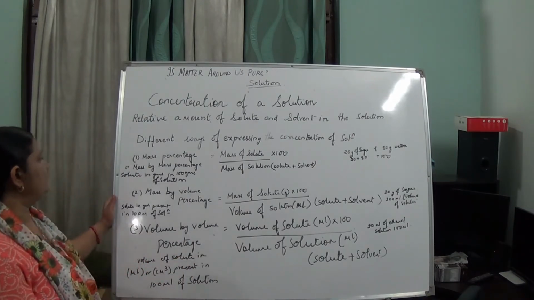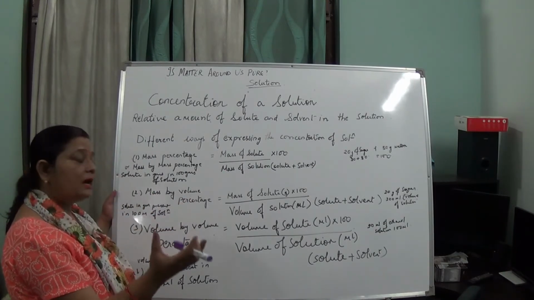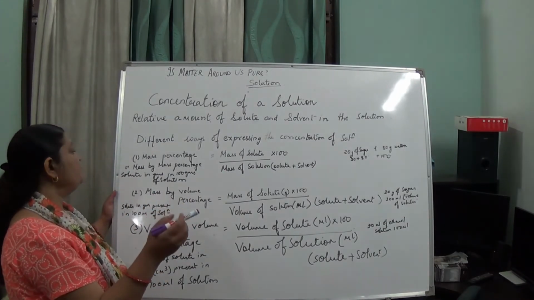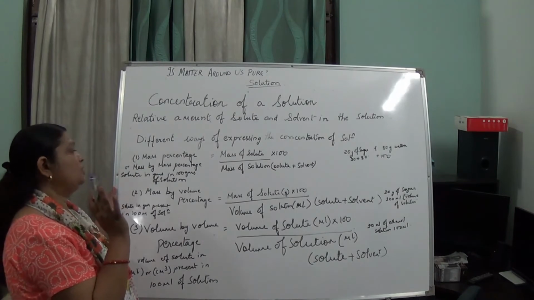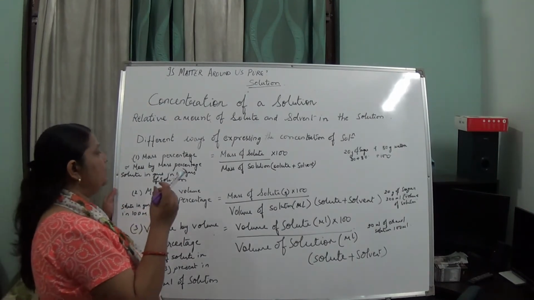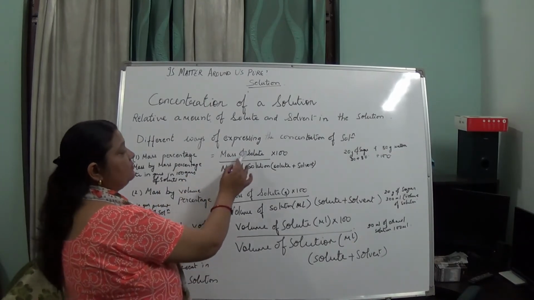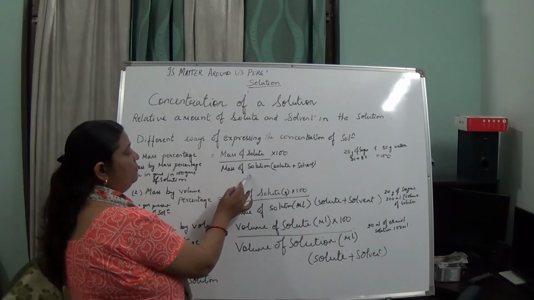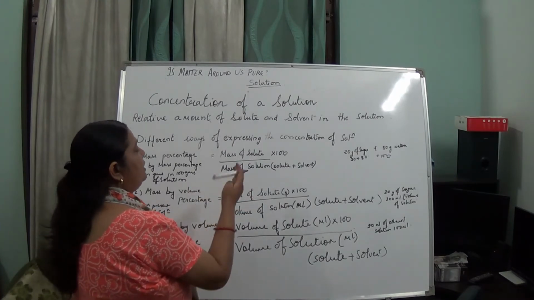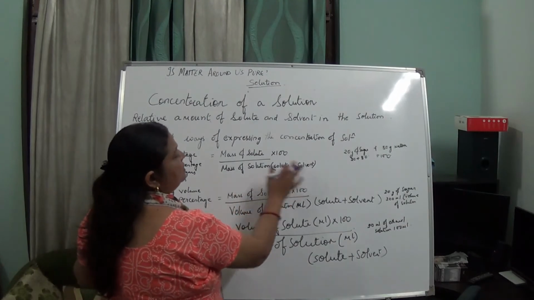In this you will see how much solute in grams is dissolved in 100 grams of solution. In this we see in terms of grams. So the formula becomes mass of the solute into 100 upon mass of solution. Mass of solution is what? Solute plus solvent.